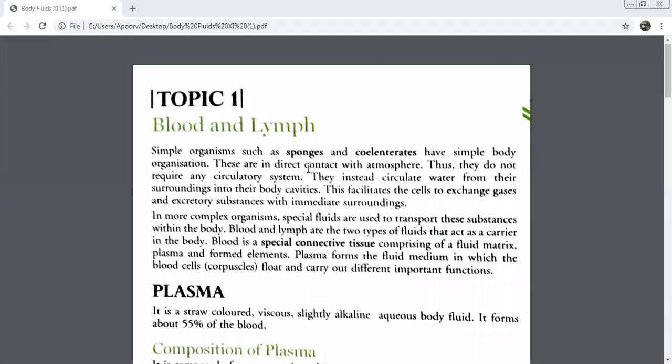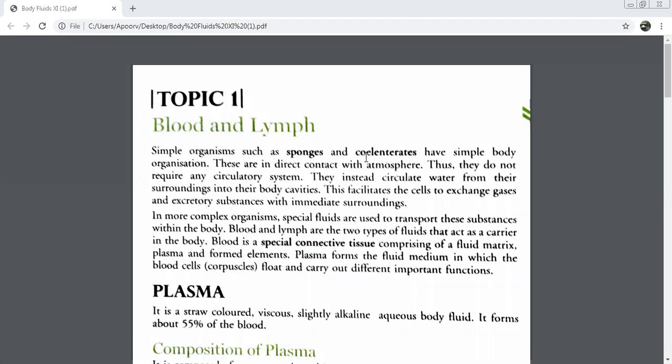So when we're talking about simple organisms, we have given two examples, sponges and coelentrates. Their body is very simple. They are in direct contact with the atmosphere. Thus, they do not require any circulatory system. They instead circulate water from their surroundings into their body cavities. They don't need any transport system as such. Their body itself is like a cup or a tube. This facilitates the cells to exchange gases and excretory substances with the immediate surroundings. They do not have any proper excretory system or circulatory system. But this is possible only in simple organisms like sponges and coelentrates.